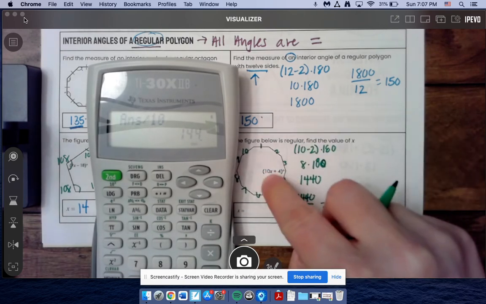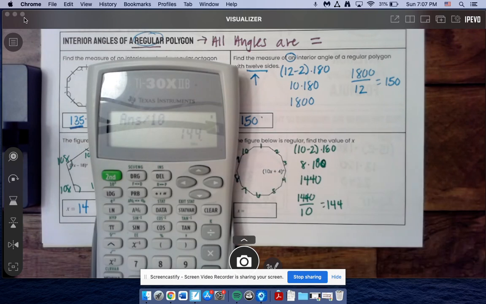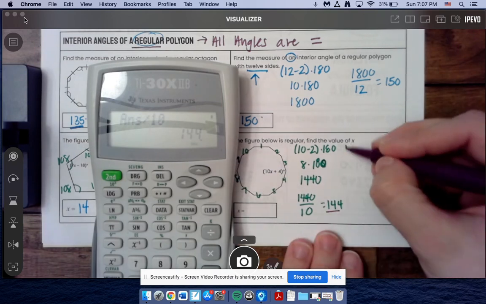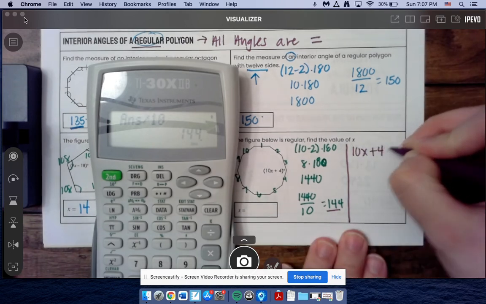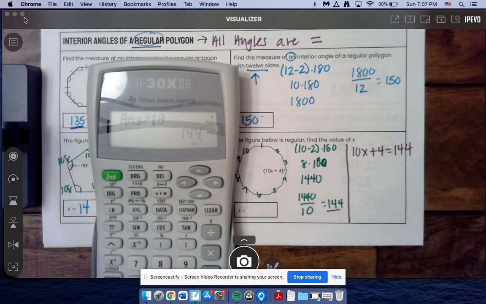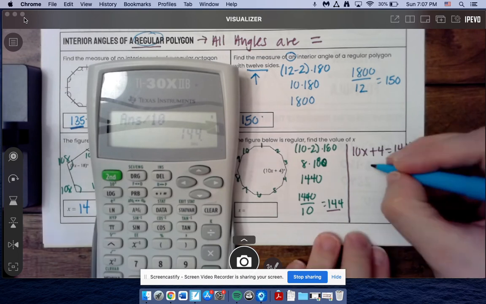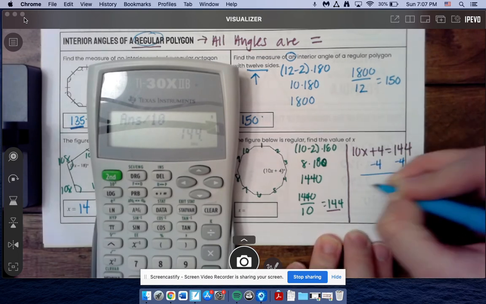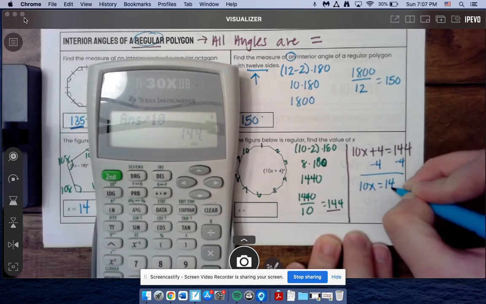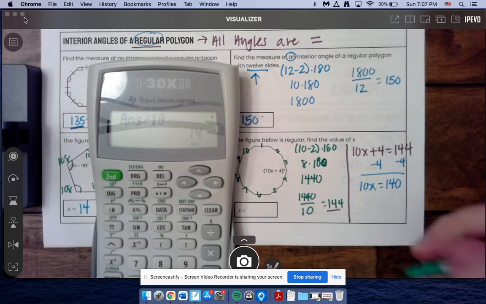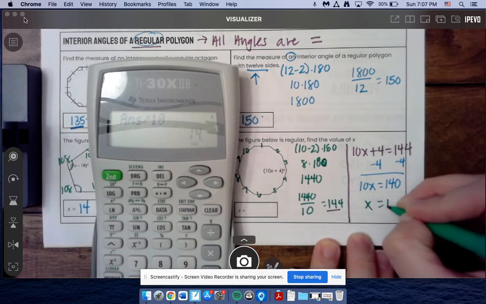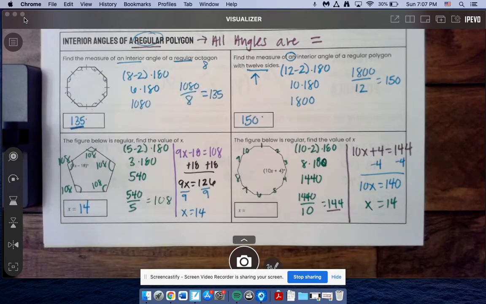So now I know that this angle right here has to equal our 144. So now 10x plus 4 equals 144. Solve like normal, you guys. Minus the 4. 10x equals 140. And then we'll divide out. Divide by 10. X should be, hey, look at that, you guys, we got another 14. X equals 14.